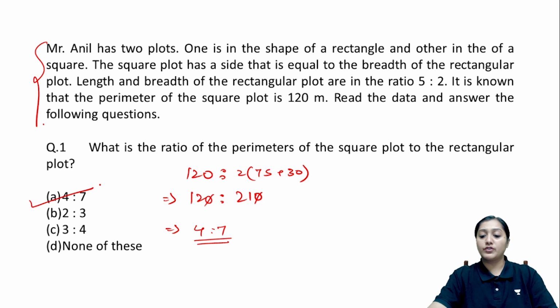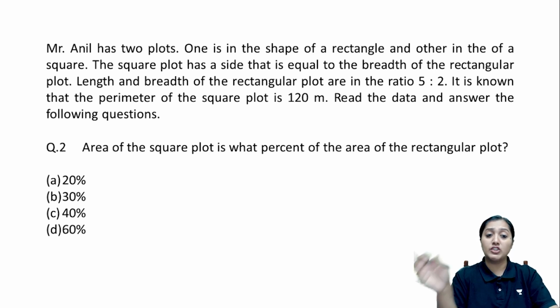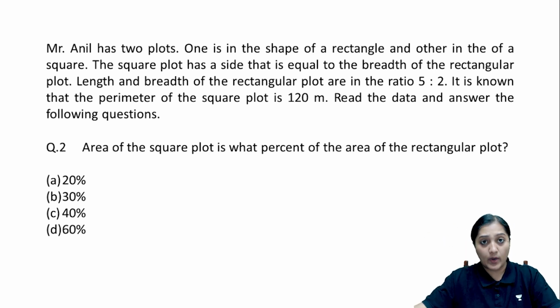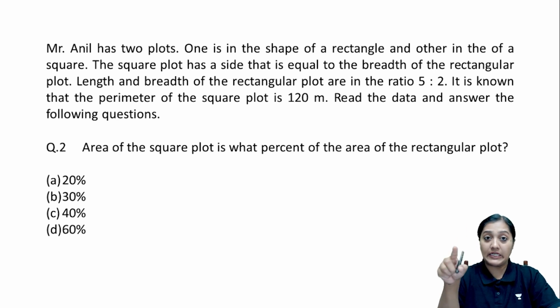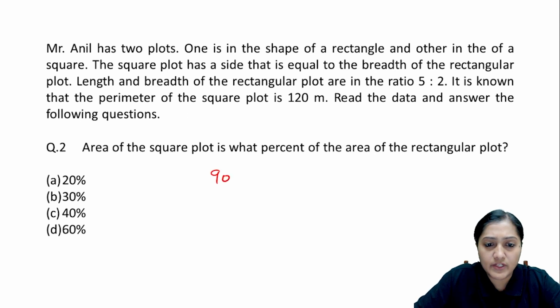Okay, moving on to the next question. Area of the square plot is what percent of the area of the rectangular plot? Now in this case we need to calculate the area of the square plot. Again, area is what we need. So one side was 30. So 30 into 30, that gives us 900 meters square. Is what percent of the area of the rectangular plot?